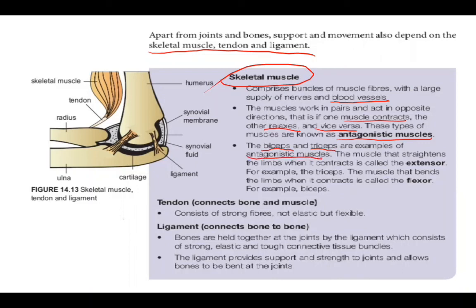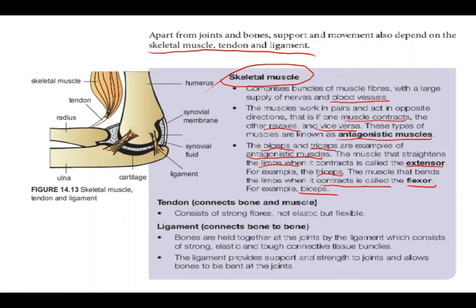The muscle that straightens the limb when it contracts is called extensor. Ingat apabila kita mau meluruskan tangan, itu muscle kita panggil sebagai extensor. Muscle itu yang akan contract. For example, triceps. The muscle that bends our limbs when it contracts is called flexor. For example, a flexor, biceps.